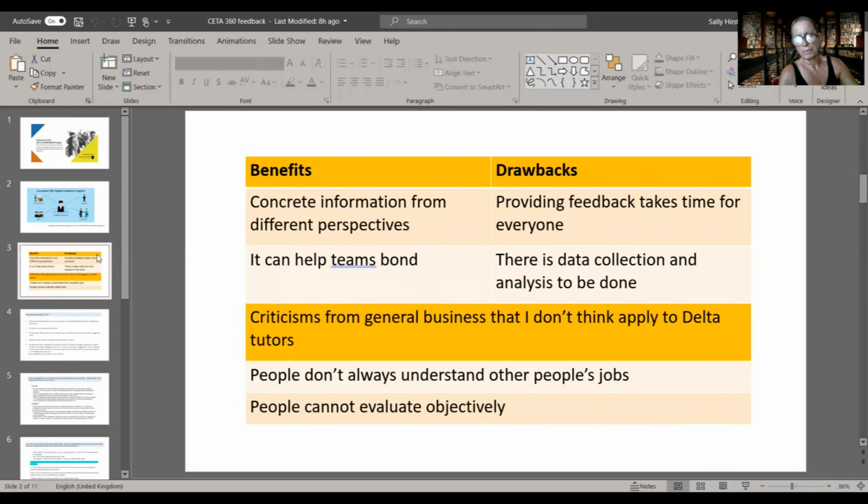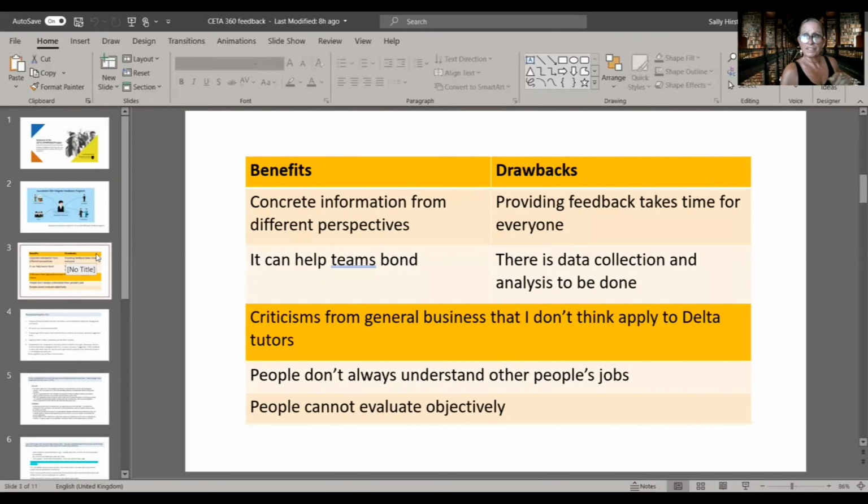The major benefit is that you're getting information from a variety of different perspectives. And it can give you new ways of looking at what you're doing. The other thing is it can also help teams bond. They actually have to look at everyone else's work. They become more aware of how well other people are doing things. I think we can all end up isolated on a day-to-day basis without realizing it.